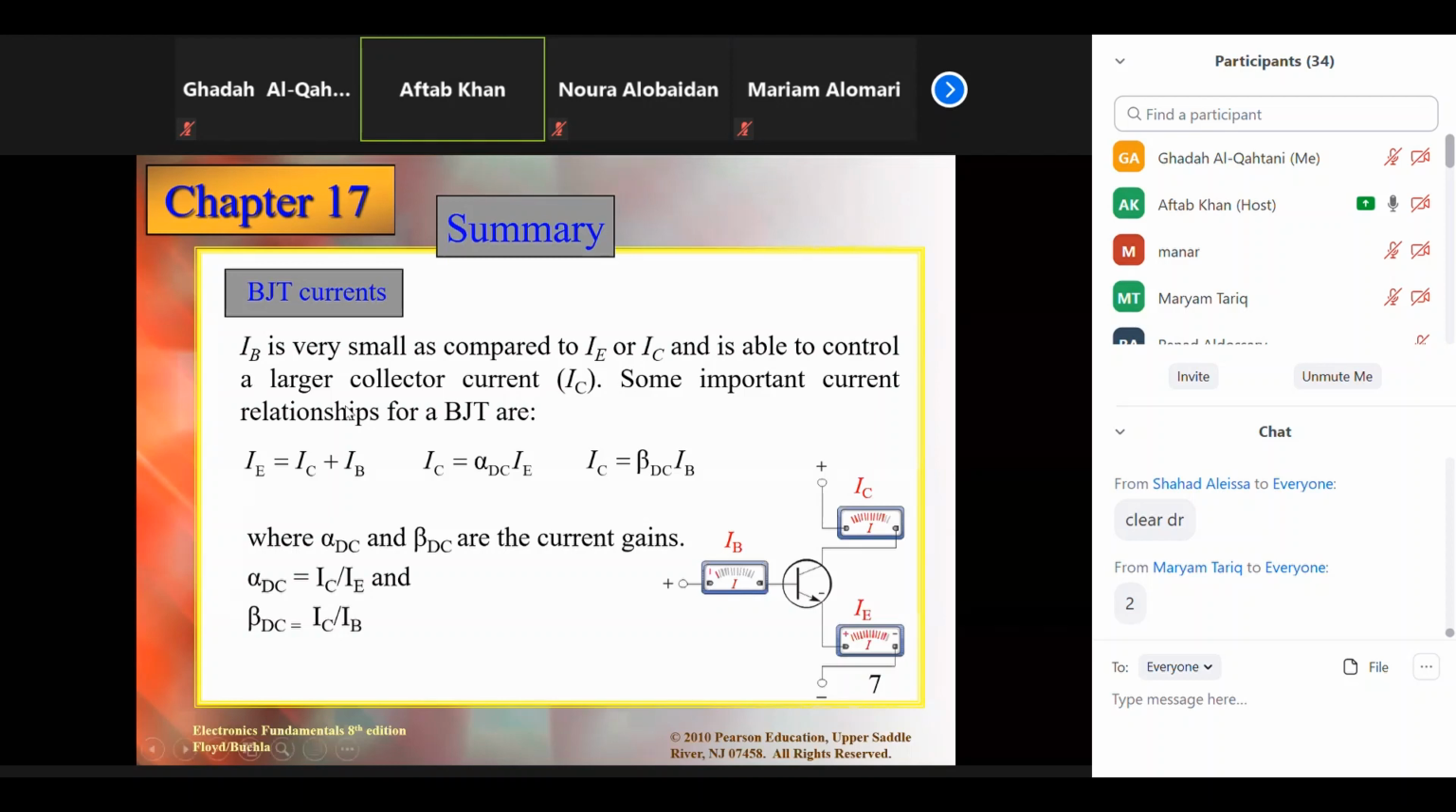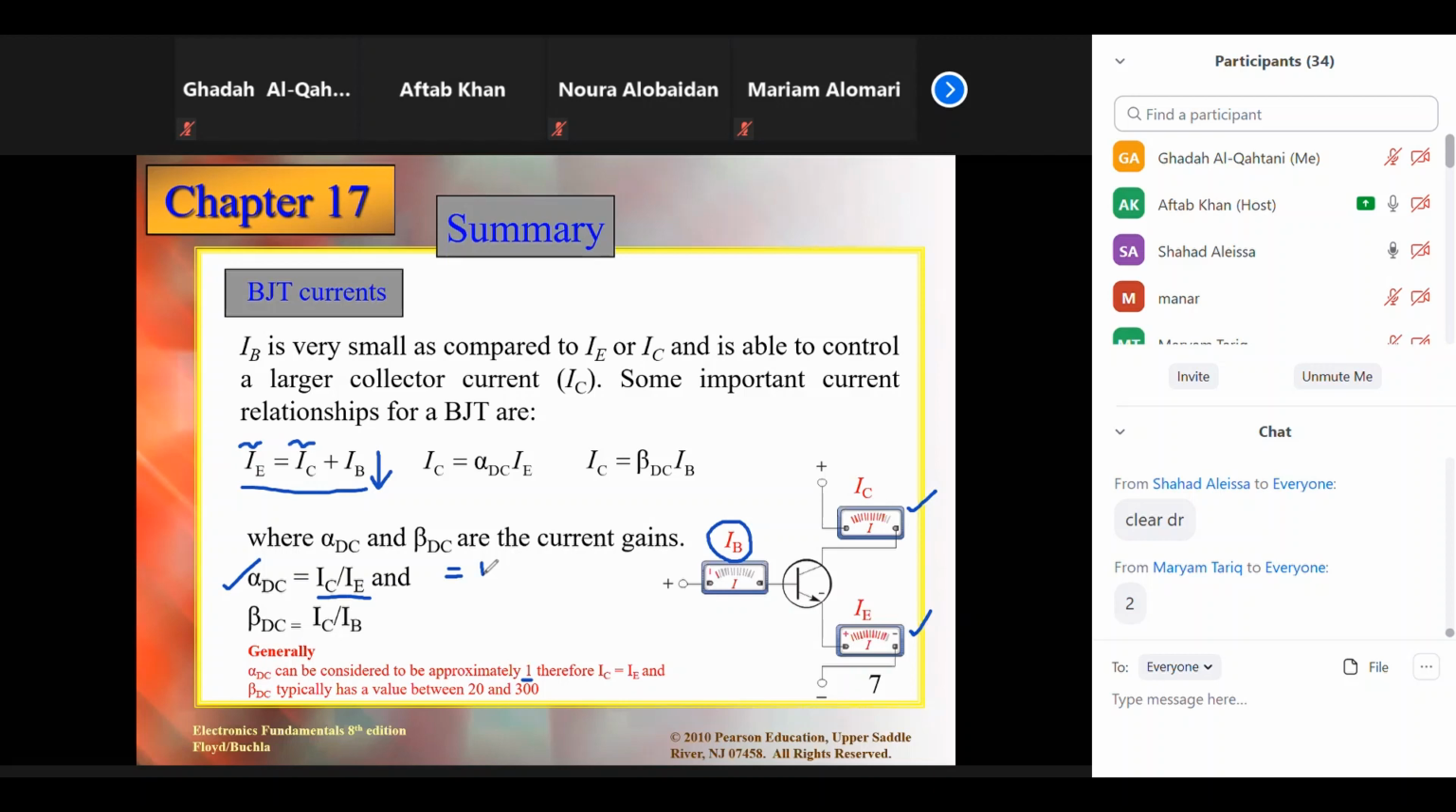Now they have some standard values also, which we can see. Alpha DC can be considered approximately one. Why can we say it is approximately one? If you look at these equations, girls, you will see that IC is nearly equal to IE because IB is so small. If I say IB is so small, just drop it. Then IE is nearly equal to IC, and when you put it here, alpha DC becomes equal to one. Are you getting the point? Yes. Okay, so this way alpha DC will be nearly equal to one.